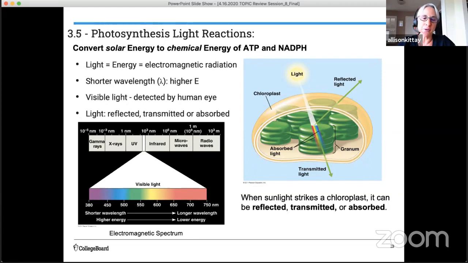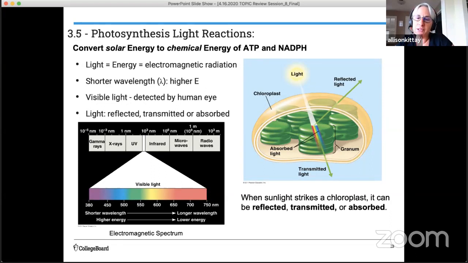And you may have remembered or learned that the colors in this visible light are ROY G. BIV, and that's working backwards from long to short. So you have red, orange, yellow, green, blue, indigo, and violet. So those are the colors that are visible to the human eye.